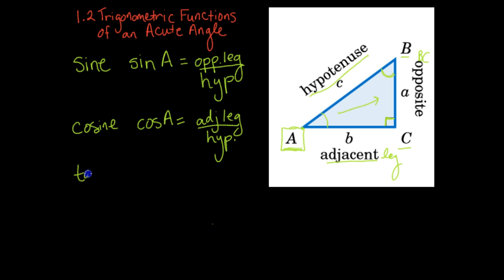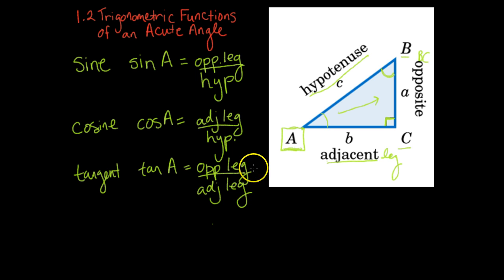Okay, the last one is tangent. The tangent of the angle A is equal to the opposite leg over the adjacent leg. So see how tangent doesn't use the hypotenuse here? We're just using both of the legs, the opposite leg over the adjacent leg. Both cosine and sine involve the hypotenuse in the denominator.